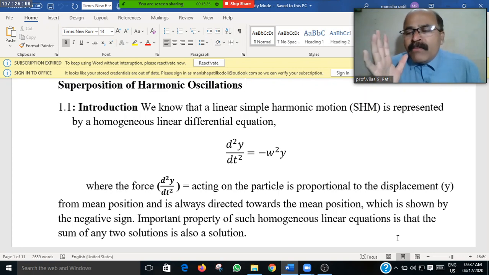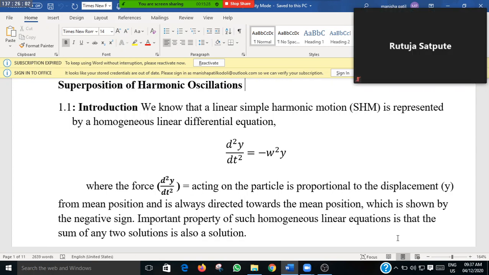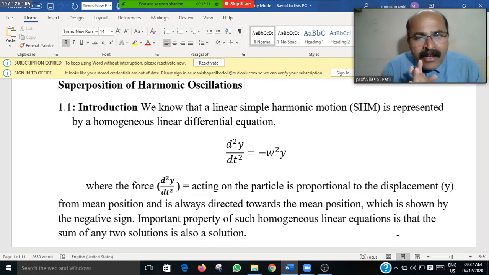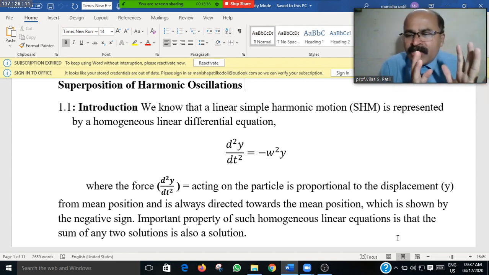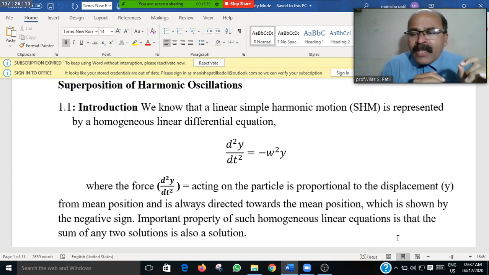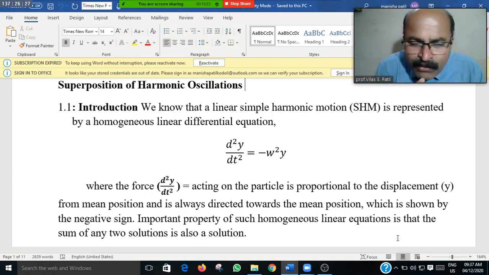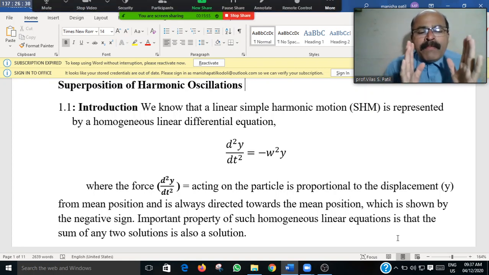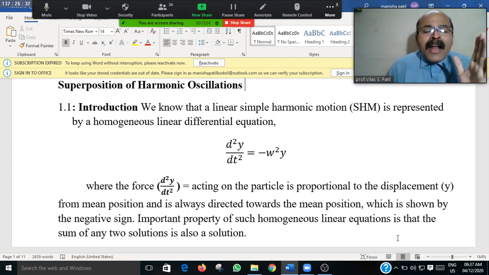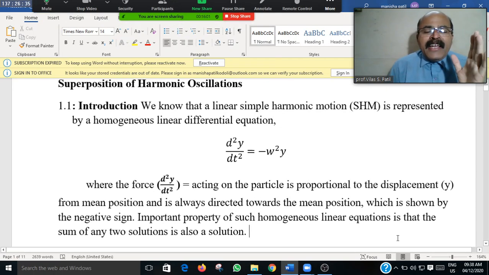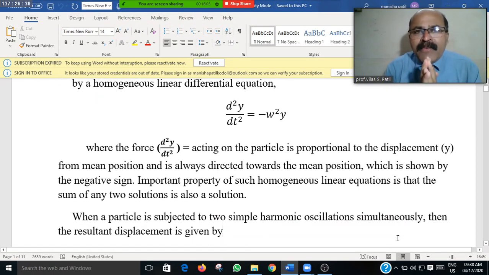We know that simple harmonic motion is simply known as SHM, and it is represented by a homogeneous differential equation, which we learned in the last lecture in a very simple manner. If a motion is concluded to be simple harmonic motion, it is represented by a linear differential equation. And let us see what is the form of that linear differential equation.